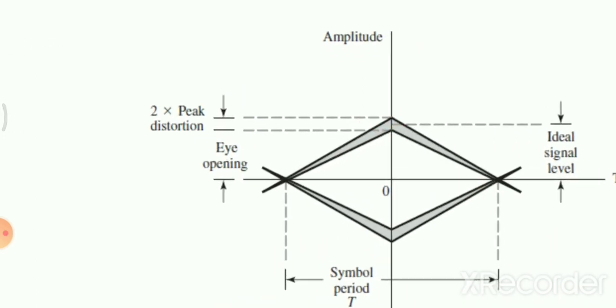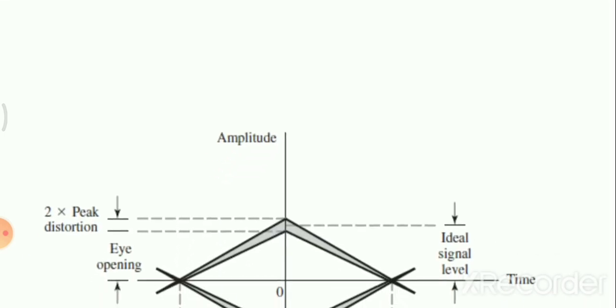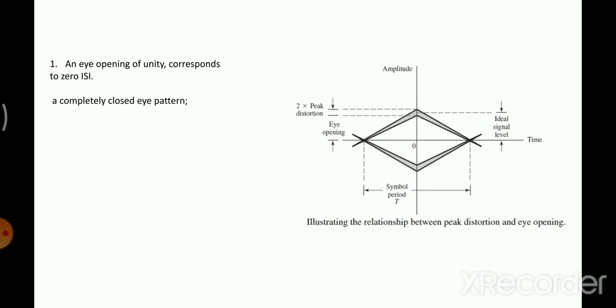From this point to this point, it is called peak, since it is 2 times or double the peak duration. So the first thing we have seen is timing: best time for sampling, zero crossing, and then slope sensitivity. Now here we have to take care in terms of peak. An eye opening of unity corresponds to 0 ISI. That means if the eye is fully wide open, then there is no ISI, 0 ISI.